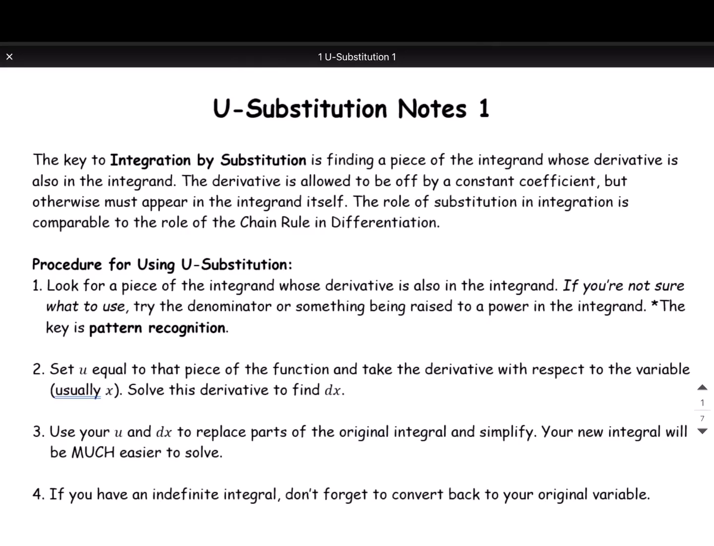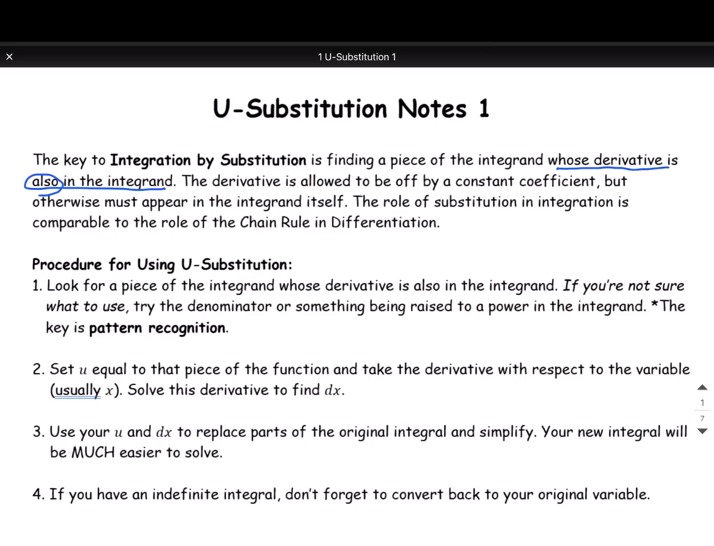All right, my darlings, so today we're looking at U substitution. This is one of the techniques of integration that we use, and it really helps us simplify difficult integrals so that they're easier to use. The key here is to find a piece of the integrand whose derivative is also in the integrand.